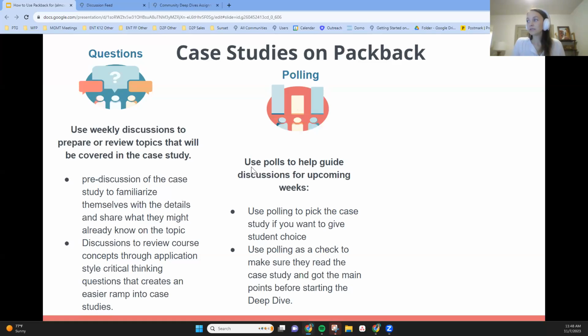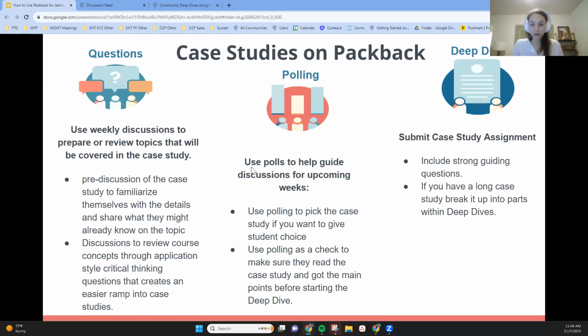What I would also say here is when you're doing a case study on deep dives, you really want to include strong guiding questions so that students know, in order for me to have a successful case study response, these are the questions I definitely need to answer. If I haven't answered those, I probably haven't done a thorough enough job within the case study.